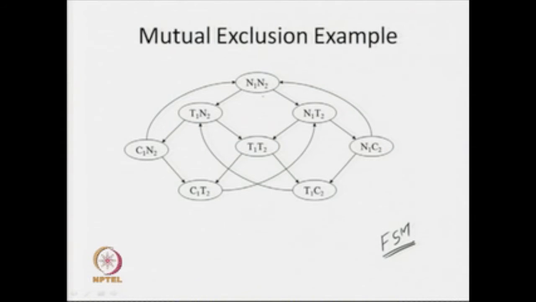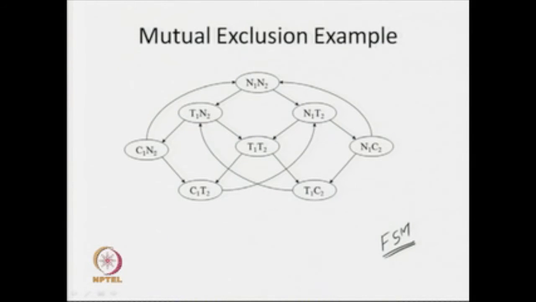Now you just see that initially both are in the non-critical regions. Either P1 tries to enter the critical section, so the state we get is T1, N2, or process P2 wants to enter the critical section, then we get the state N1, T2. Now, when it is in T1 and N2, either process P1 is going to get the shared resource, so it enters the critical section and process P2 remains in the N2 state, in the non-critical section.